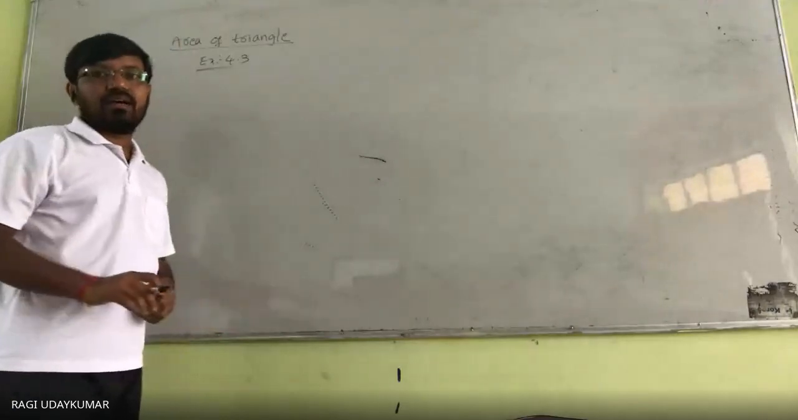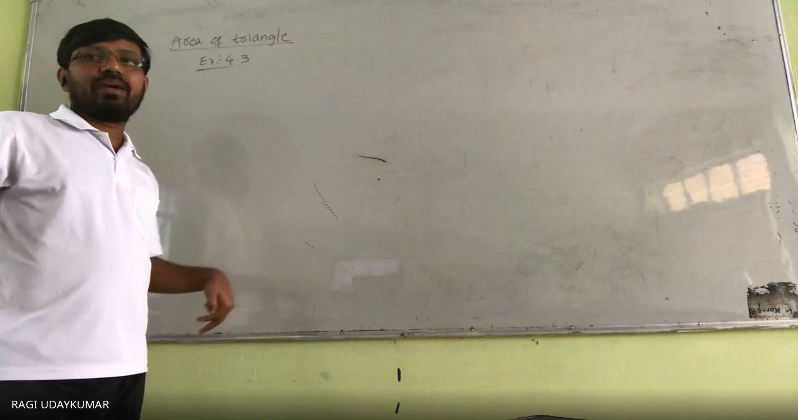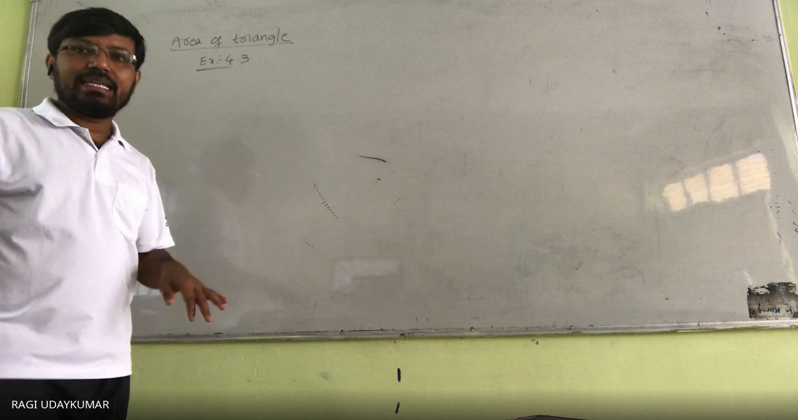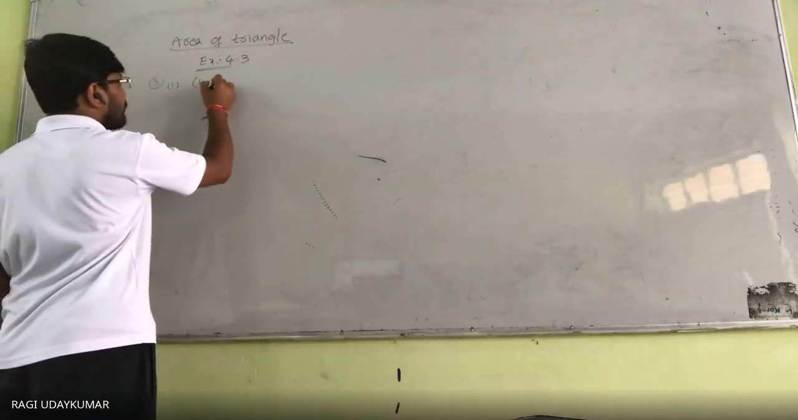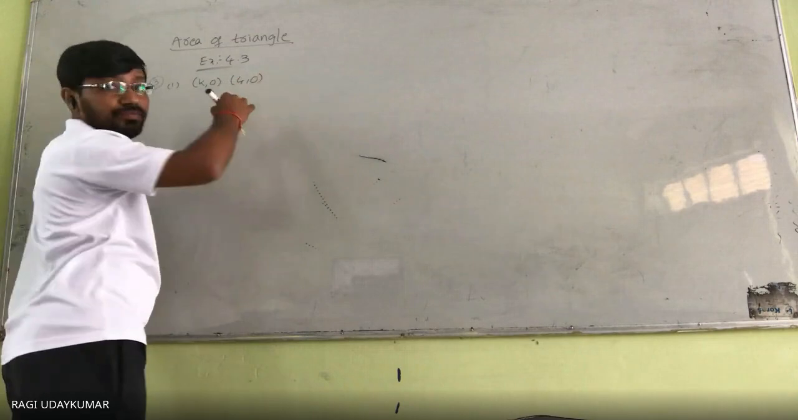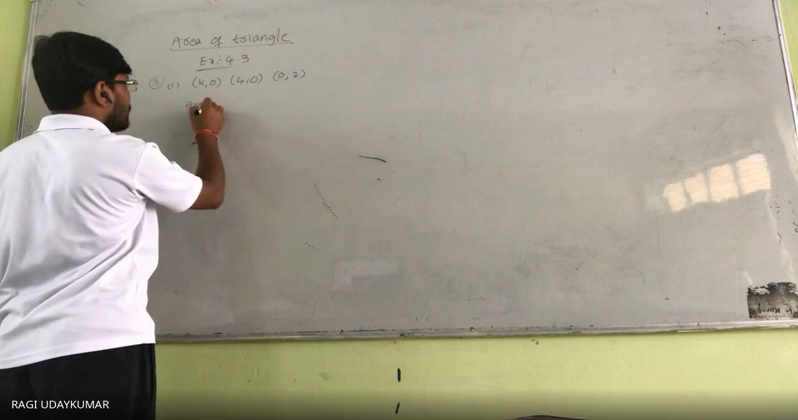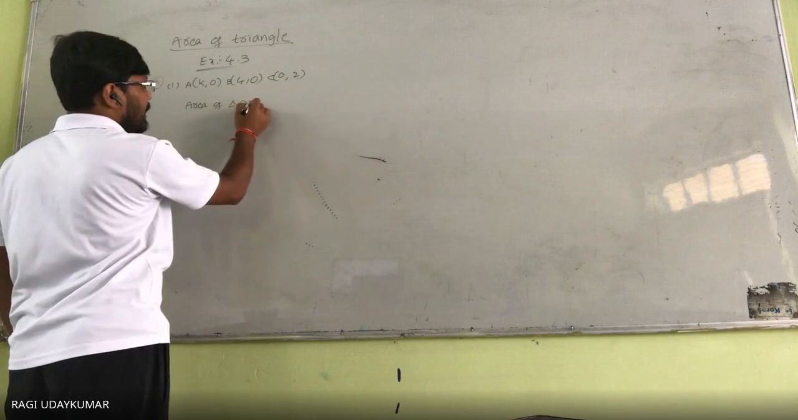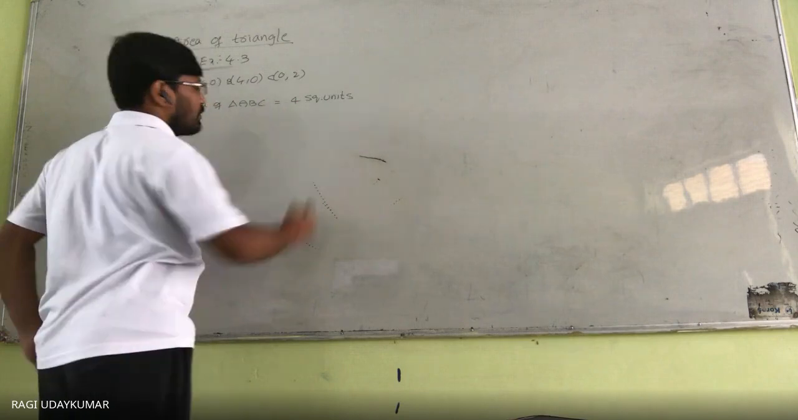Now if you see the third question in this, find the value of k if the area of the triangle is 4 square units. It is given to you. 4 square units is already given and the value of k is asked for. So in this situation, what to do here? The points are given to you: k comma 0, 4 comma 0, 0 comma 2. This you consider A, this you consider B. Area of triangle ABC is equal to 4 square units, given to you.